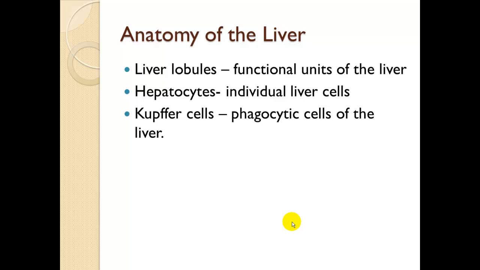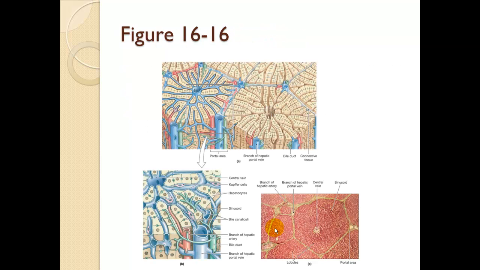Anatomy of the liver. Liver lobes, functional units of the liver, hepatocytes, individual liver cells, and then we have Kupffer cells, which are phagocytic cells of the liver. They kind of act like white blood cells. And this is liver cells here. This is the portal area, the portal circulation area. Connective tissue kind of holding it all together. These right here are hepatocytes. These are going to be the Kupffer cells, which are phagocytic.